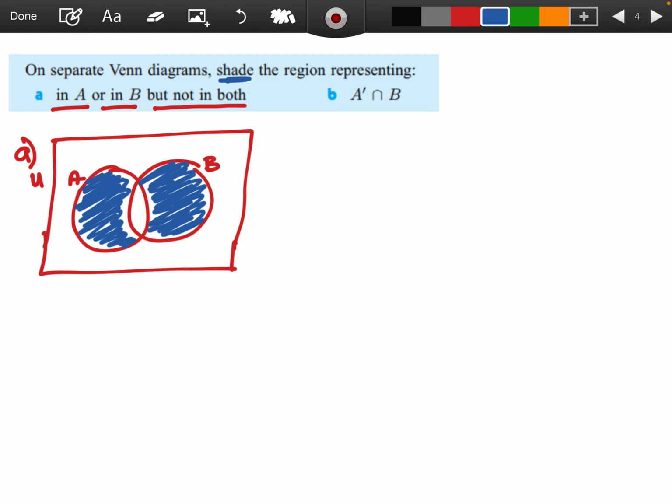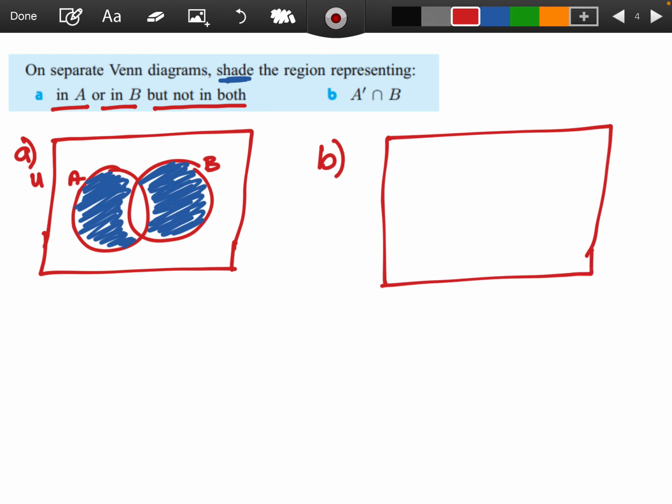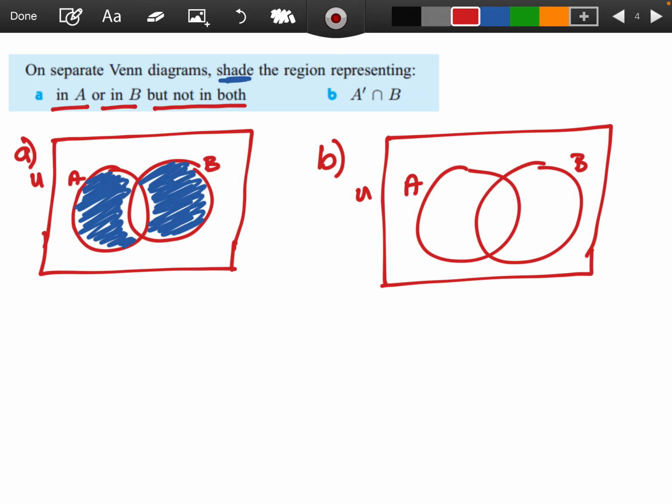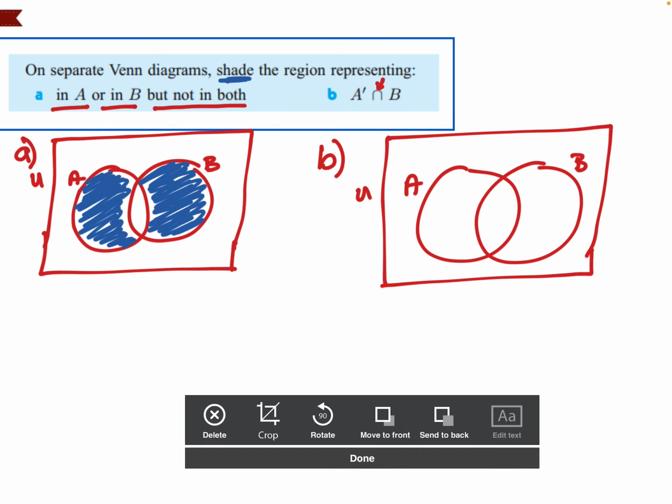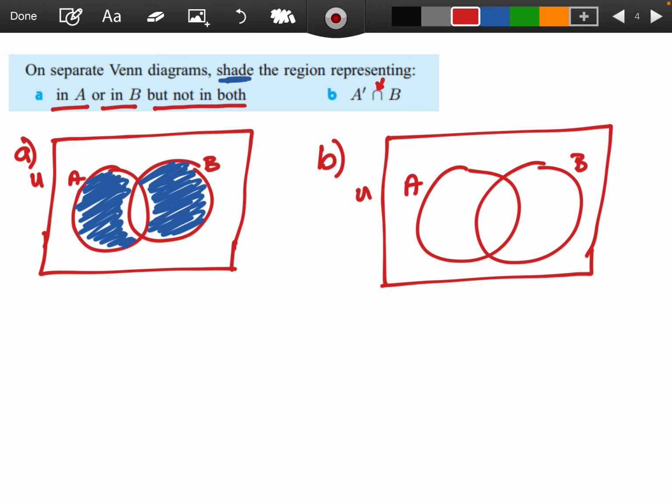Okay, and let's look at the second one. So again, start with our basic Venn diagram with our 2 circles, A and B, and our universal set on the outside. So now what we're asked to shade in is the complement of A, and then this represents intersection. So the complement of A with B. So the intersection of the complement of A and B.